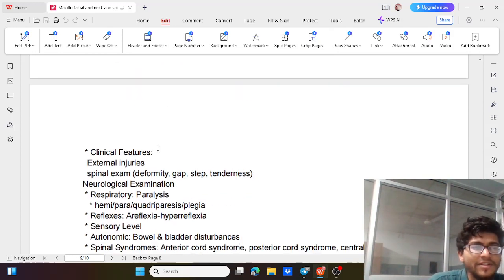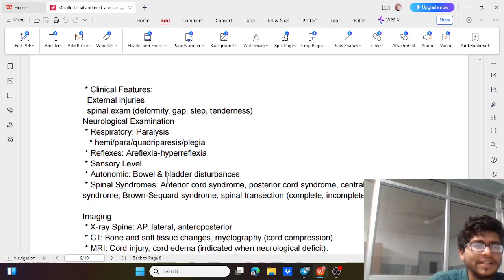And in the clinical features, we'll check for the external injury, which will give us the mechanism, or how the trauma has occurred. In the spinal examination, we'll check for the deformity, gap, and tenderness, or if there is some elevation, that is a step. So all these things can be examined and found out.